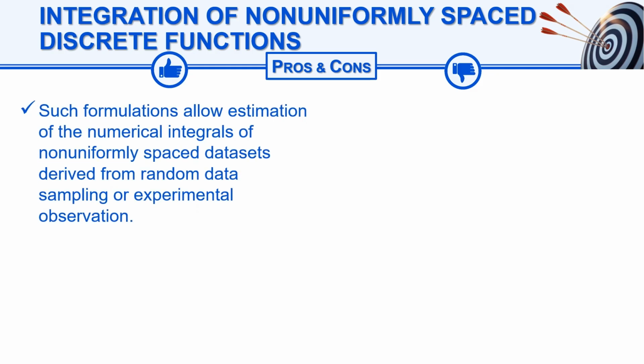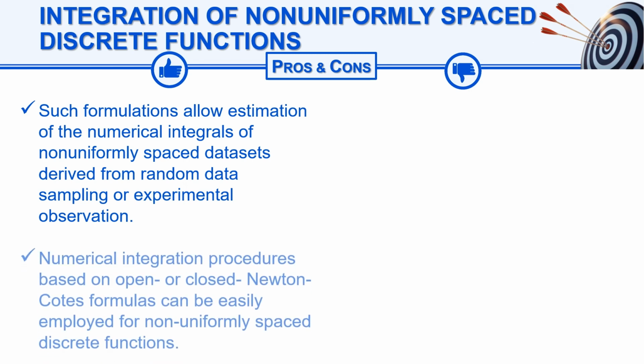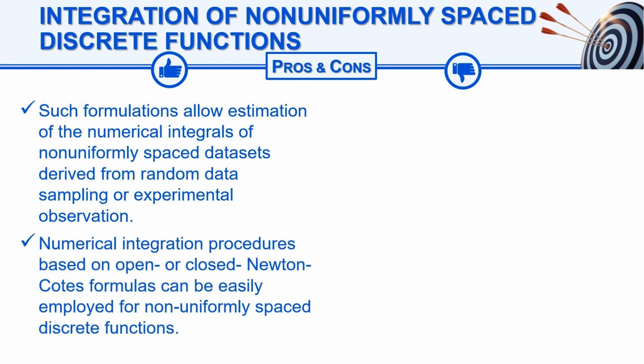The advantages of the integration methods for non-uniformly spaced datasets are: such formulations allow estimation of the numerical integrals of non-uniformly spaced datasets derived from random data sampling or experimental observation. Numerical integration procedures based on open or closed Newton-Cotes formulas can be easily employed for non-uniformly spaced discrete functions.